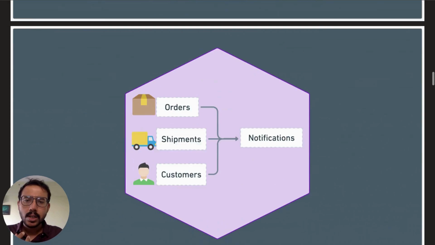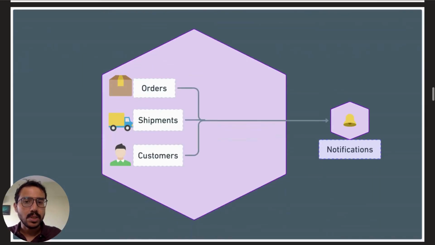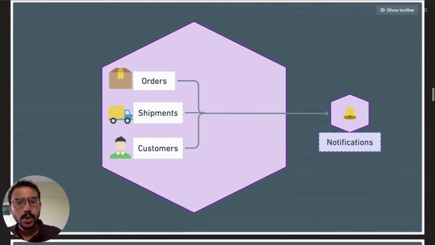Imagine you have got this big e-commerce system with orders, shipments, customers all squished together in one big monolith. And they are relying on another part within that monolith for notifications. All right. Now, how do we break this notification piece free into its own little microservice?